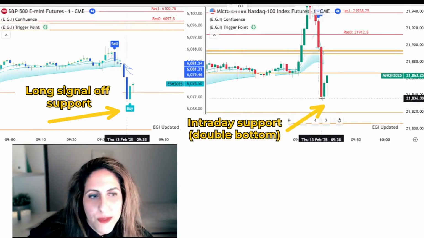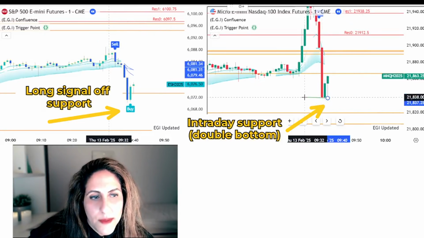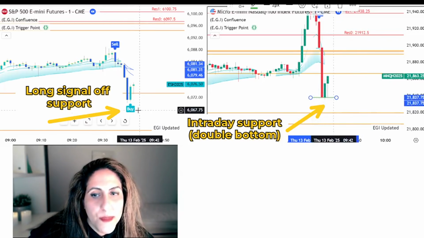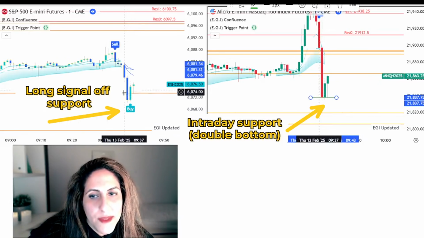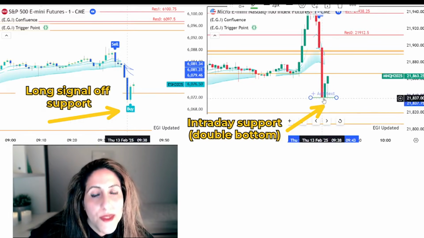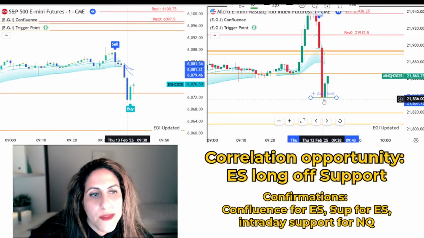Now, I want you to see, there's an intraday support level generated by NQ here, according to the double bottom or triple bottom here. At this point, a buy signal was generated on ES, indicating it's a false breakout or retest. Okay, so NQ created an intraday support, then retested this support by the time ES retested its support. So the buy signal here and the double bottom here indicate that there's a strong support here.